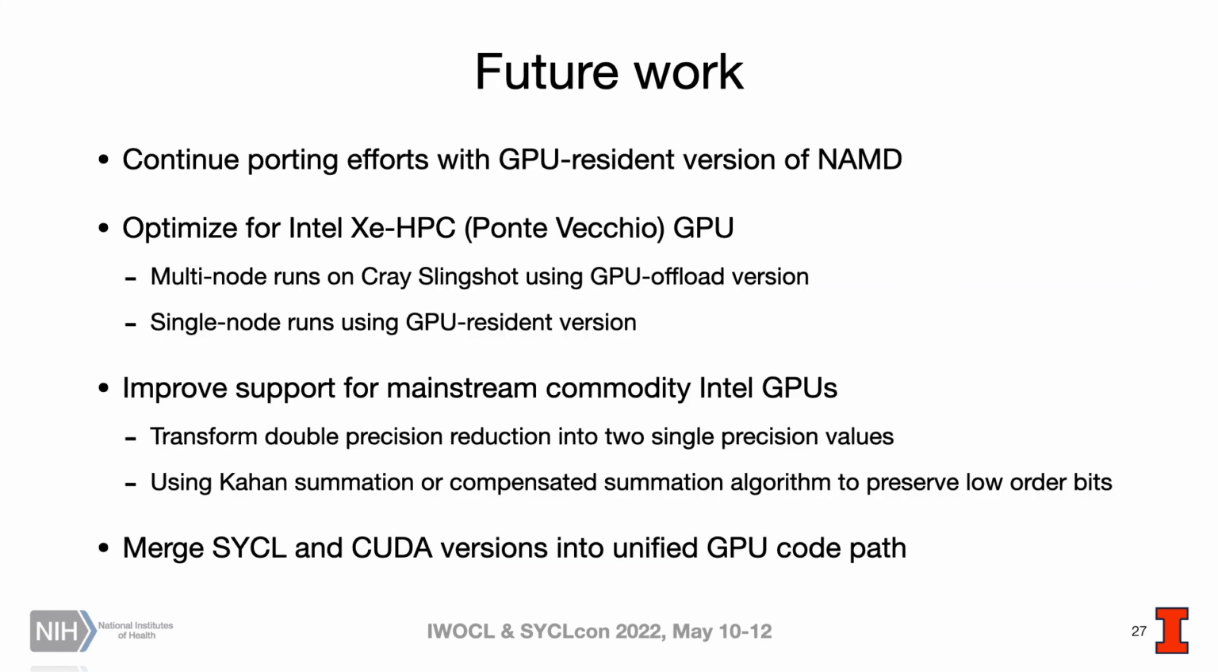Our future work includes porting the GPU resident version of NAMD. Once Intel Ponte Vecchio GPUs are made available, we will need to optimize the GPU resident version for single-node runs and also optimize the GPU-Offload version for multi-node runs on Aurora's Cray Slingshot network. Other work that might prove interesting is to improve support for mainstream commodity GPUs, transforming double precision reduction into two single precision values using Kahan summation or a compensated summation algorithm to preserve the low-order bits.